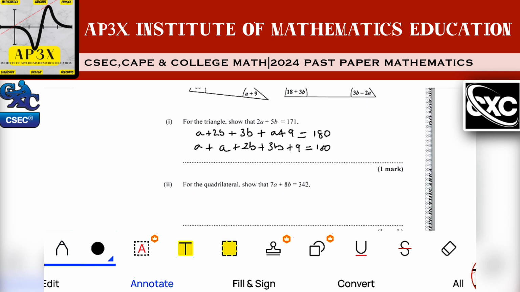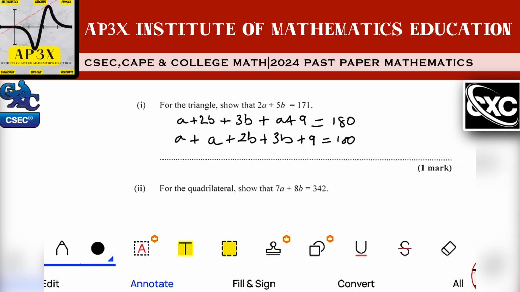Now if we add a plus a, you'll realize we end up with 2a, and if you add 2b and 3b, you end up with 5b. Because we're trying to create the equation we're supposed to prove, we're going to subtract 9 from both sides. So if I subtract 9 from the left side of the equation, the 9s go, or as I would always say in my videos, carry the 9 across here. So we end up with 180 minus 9.